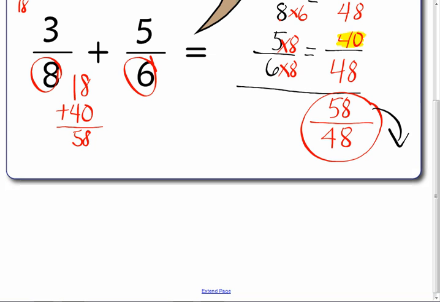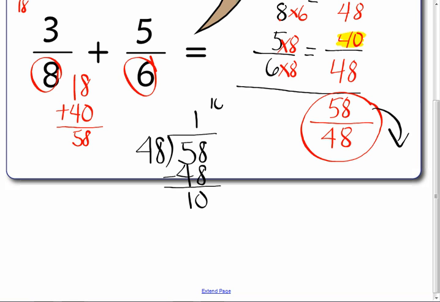Mine's a little heavy. But so I'm going to divide 48 into 58. How many times does that go in? What do you want to guess? Take a guess. 1. And then I subtract. What's 58 minus 48? This is why I chose to do it this way, because that's pretty easy. That's 10. Now, reducing 10 over 48 is going to be easier than 58 over 48.